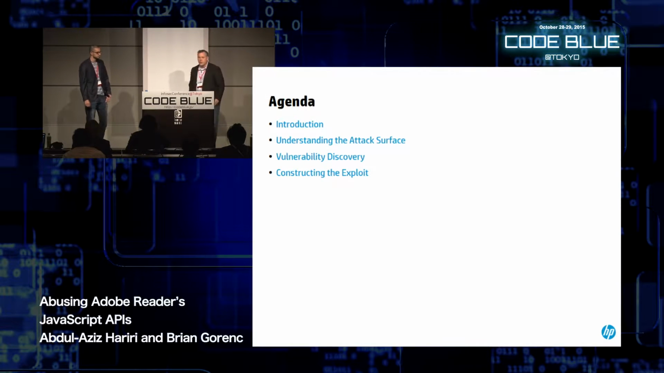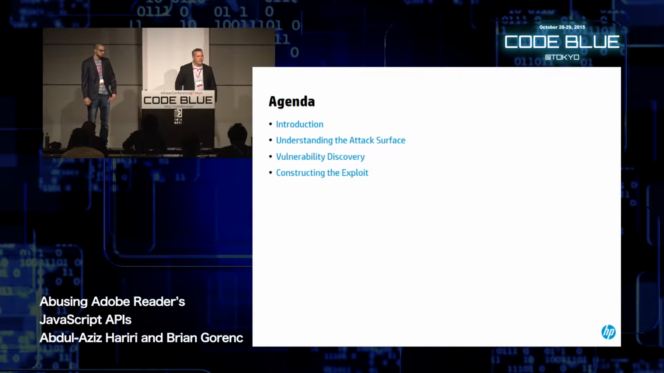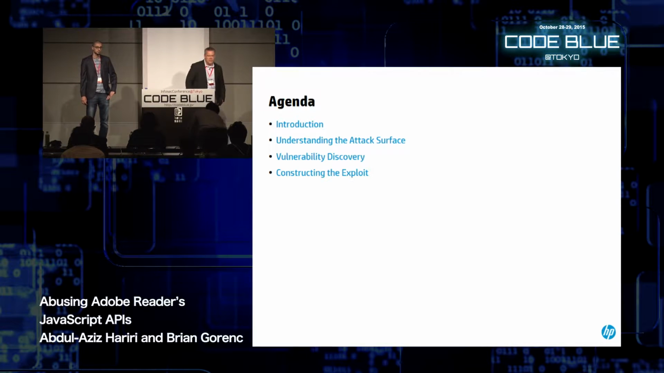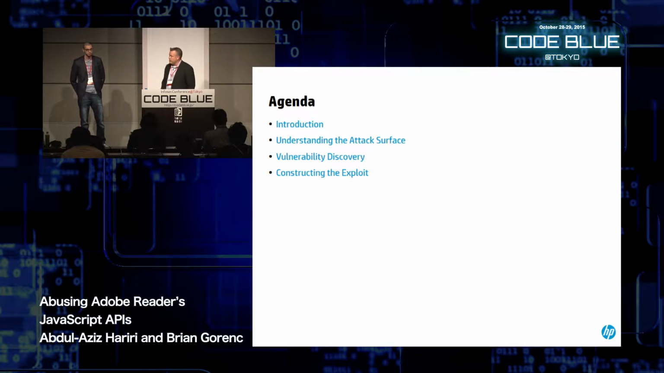So today, a quick agenda of what we're going to be talking about. First, we'll introduce ourselves and the research project that we did. We'll talk about the attack surface that exists in Adobe Reader's JavaScript APIs, areas that most people have not thought about yet. And we'll talk about how you actually look for vulnerabilities in this JavaScript API set, what to look for, how to find them, and then finally we'll close with constructing the exploit and chaining the vulnerabilities together to actually gain remote code execution.